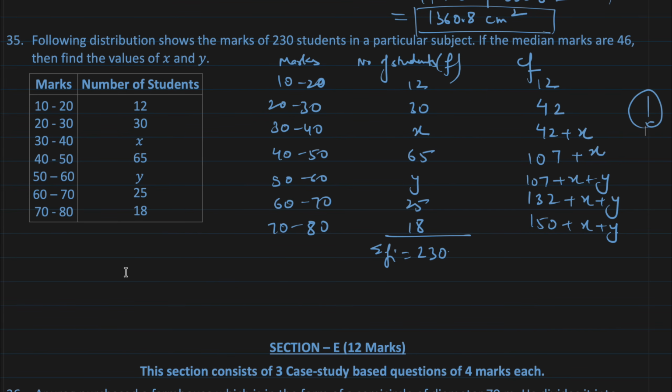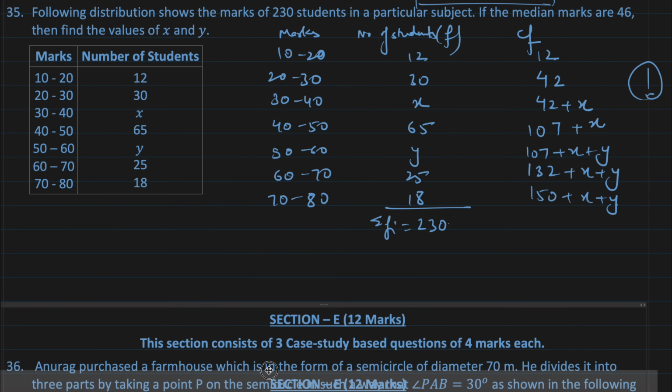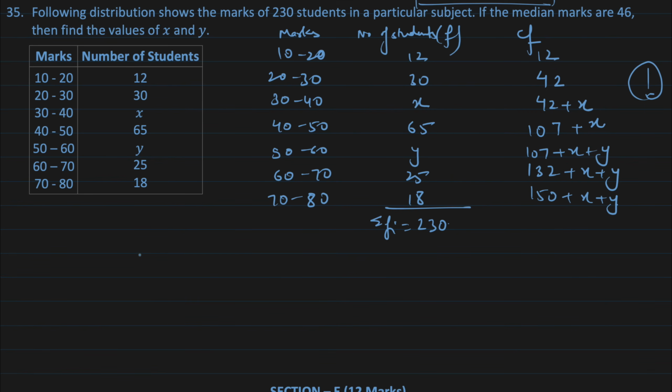Okay, now here let's start solving it. I'll just take more space for this and move the case study section a little below. Okay, now here we have been given that 150 plus x plus y is 230, right? So from here x plus y is 230 minus 150, which is how much? 80, comes out to be 80. So this part will give you again 1 mark.